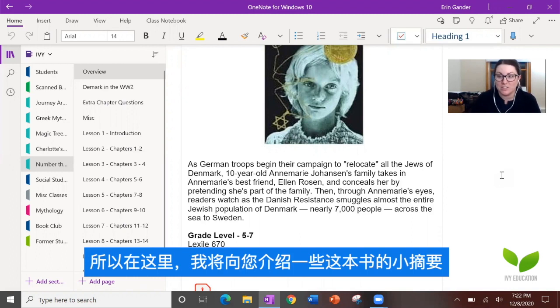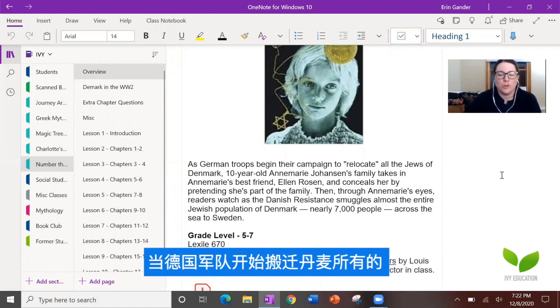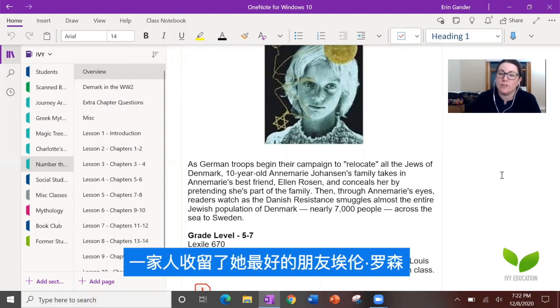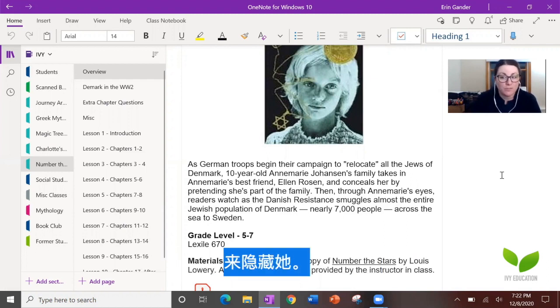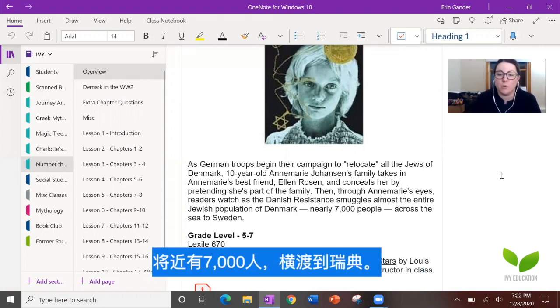So here, I'll read you the little synopsis, the little summary of the book. See if you're interested. As German troops began their campaign to relocate all the Jews of Denmark, 10-year-old Anne-Marie Johansson's family takes in Anne-Marie's best friend, Ellen Rossen, and conceals her by pretending she's part of the family. Then, through Anne-Marie's eyes, readers watch as the Danish resistance smuggles almost the entire Jewish population of Denmark, nearly 7,000 people, across the sea to Sweden.